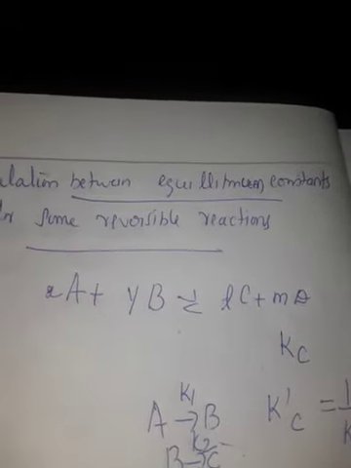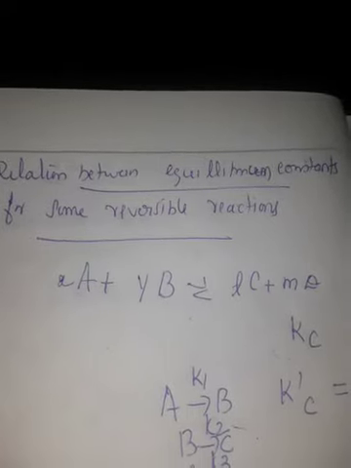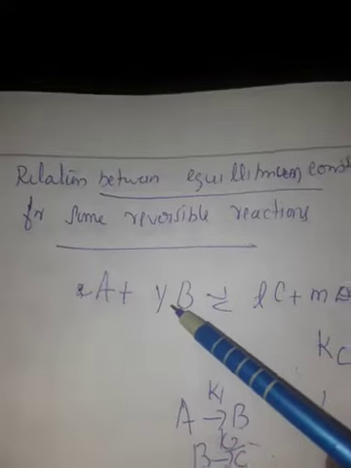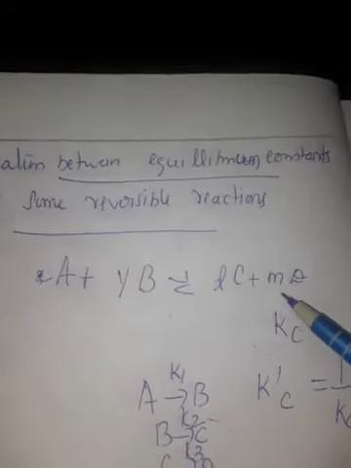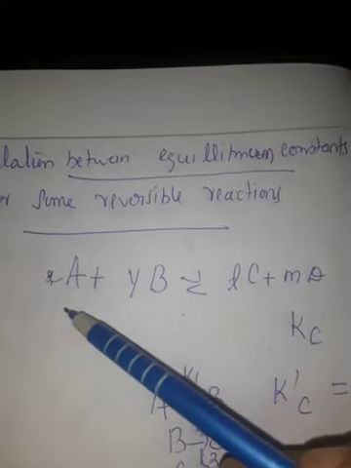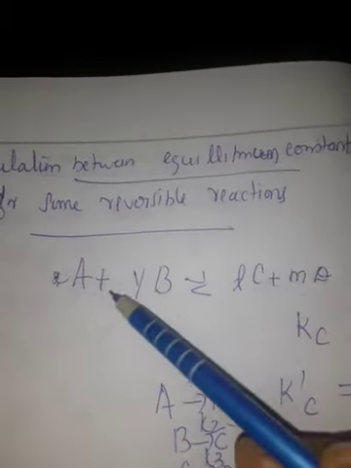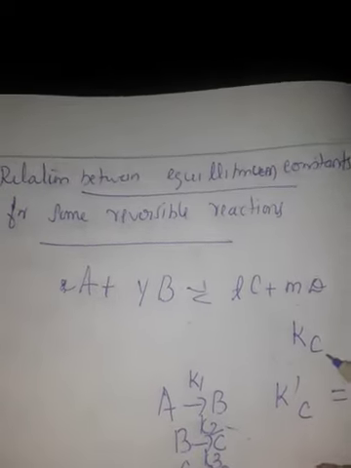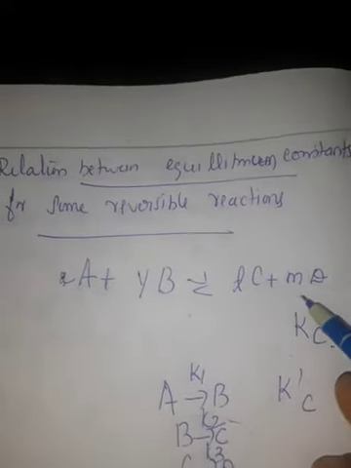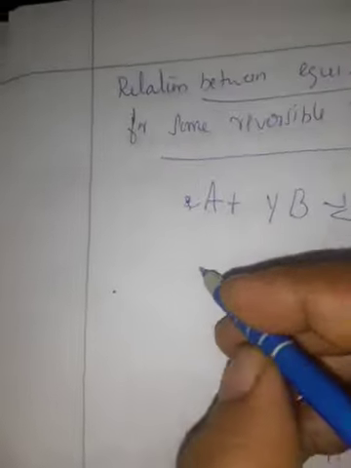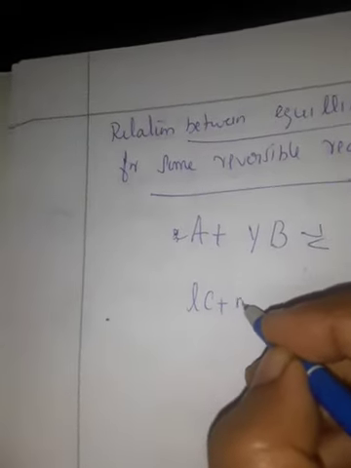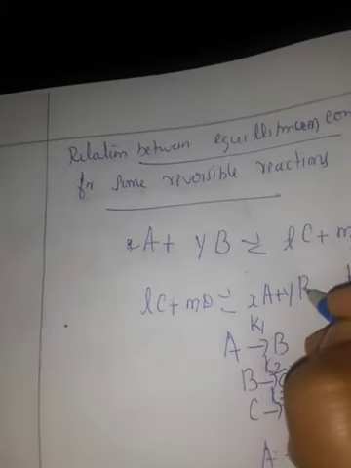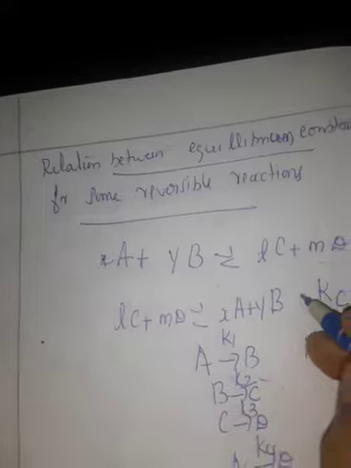Children, next we are going to learn about the relation between equilibrium constants for some reversible reactions. Consider a reaction xA plus yB giving lC plus mD. For the forward reaction, A plus B giving C plus D, the equilibrium constant Kc is used. Now consider the reversible reaction lC plus mD giving xA plus yB. In this case K dash c is used.